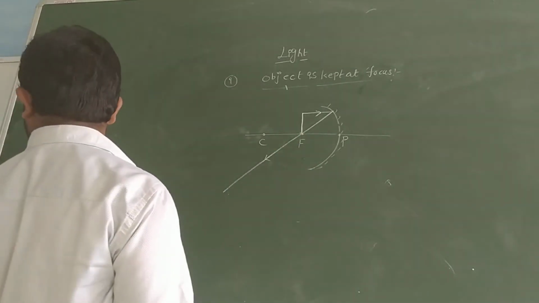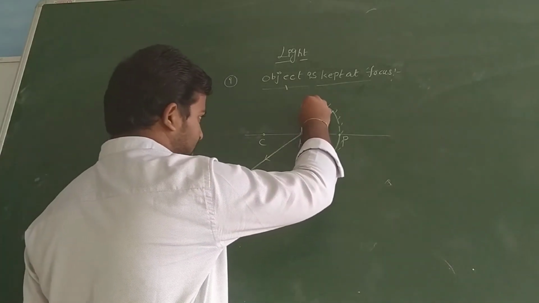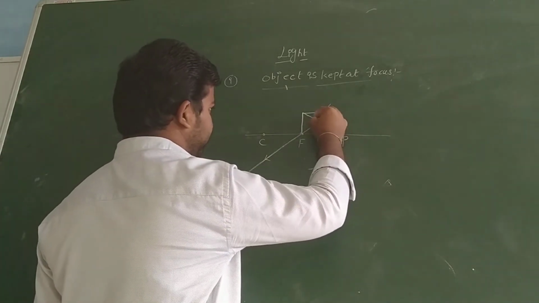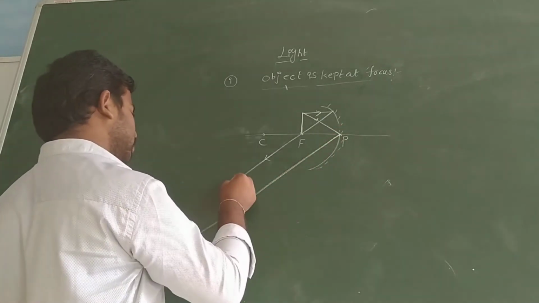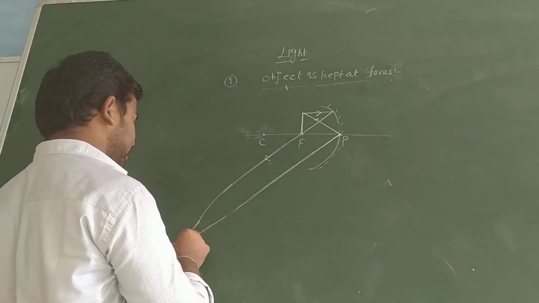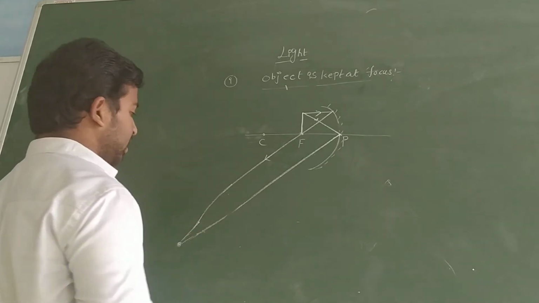Now I am taking one more rule. Whenever an incident light ray is incident obliquely on the pole of the spherical mirror, after reflection the reflected light ray reflects obliquely from the pole. So then at infinity distance these reflected light rays intersect.